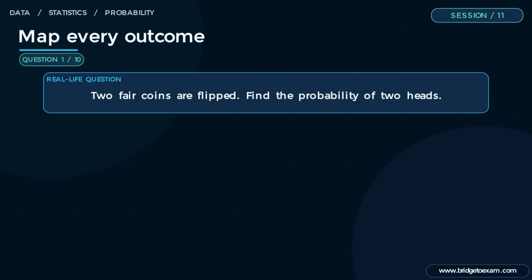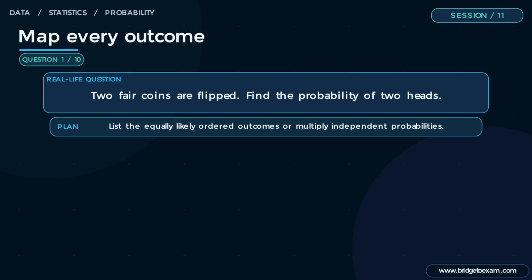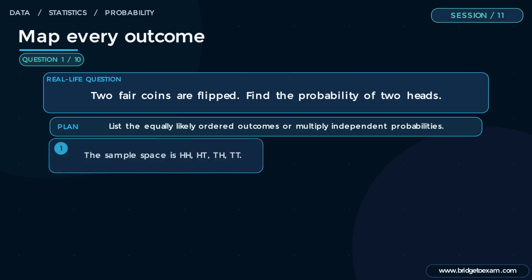Example 1. 2 fair coins are flipped. Find the probability of 2 heads. The comparison places both cases on the same scale. Plan. List the equally likely ordered outcomes or multiply independent probabilities. Step 1. The sample space is HH, HT, TH, TT.